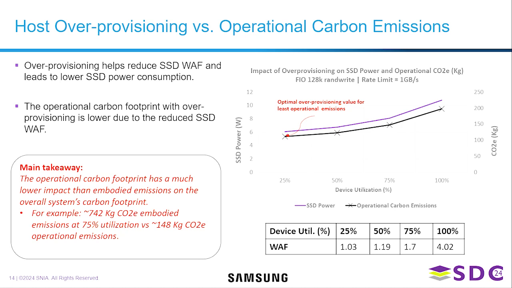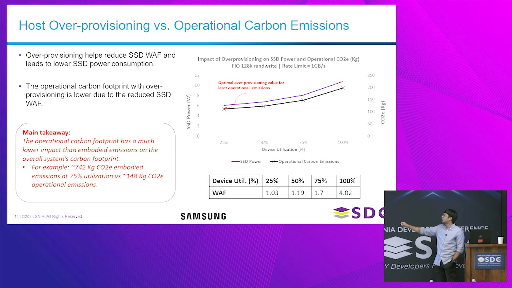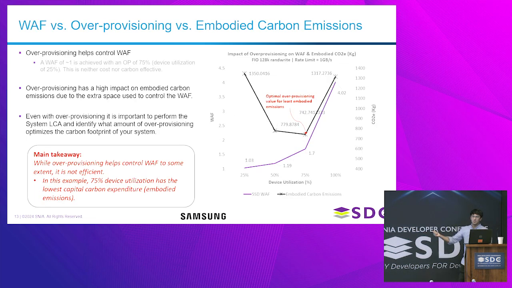But the interesting thing here is if you see the device utilization at which you get the least operational carbon emissions, it's 25% device utilization. But in the previous slide, we saw that 75% device utilization is where you get the least embodied carbon emissions. So which one do you optimize for? Do you optimize for SSD lifetime or SSD power, right? That's kind of the question here.